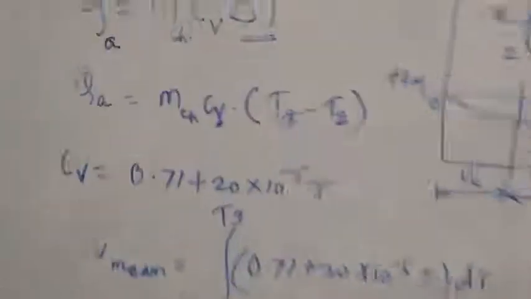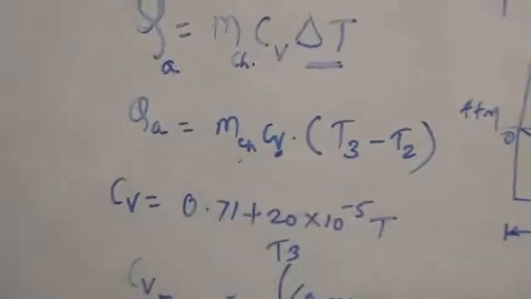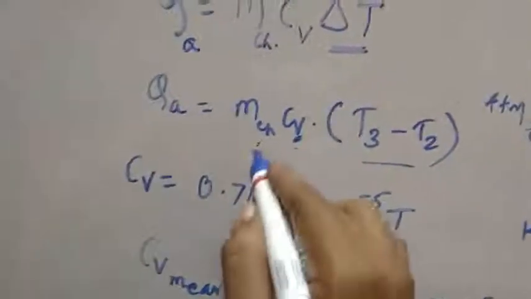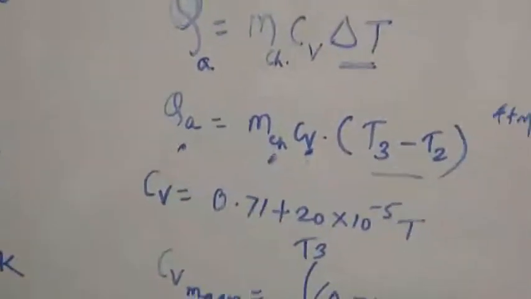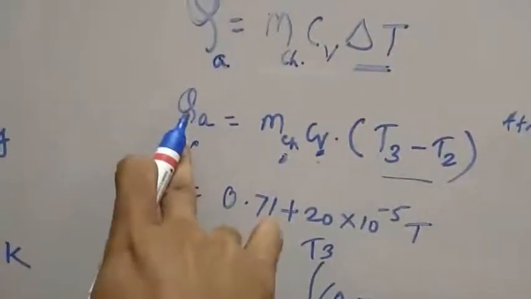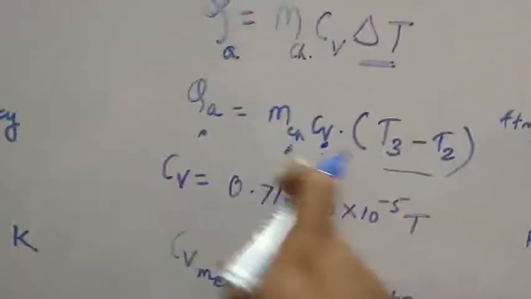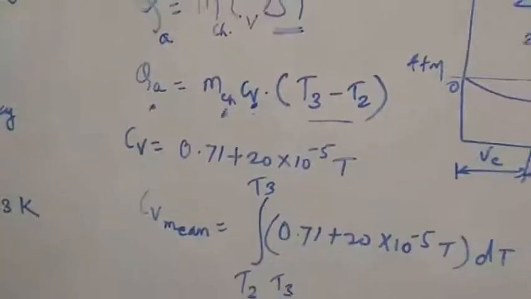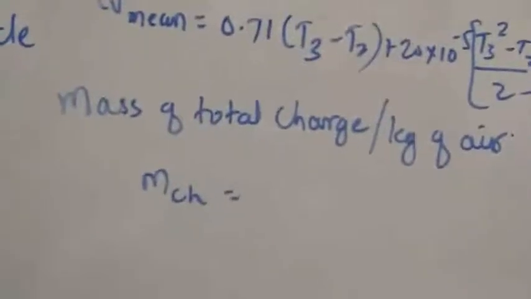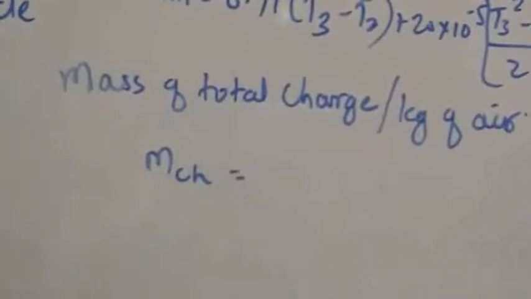Now what we will do, we will find the mass of charge. CV we have got, this is directly given. I'll find the mass of charge, and then I can calculate the heat added by the fuel. I'll equate this to the heat added by the fuel per kg of air. I'll find this heat per kg of air, and then I can get the value of T3. So we will find the mass of charge over here now, the mass of total charge per kg of air, MCH.